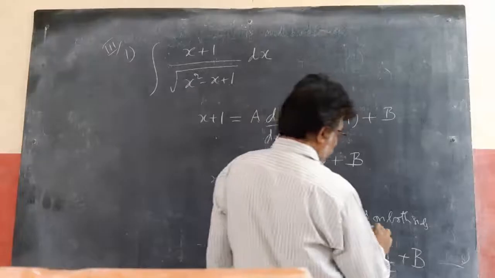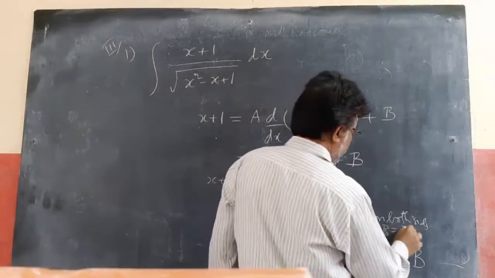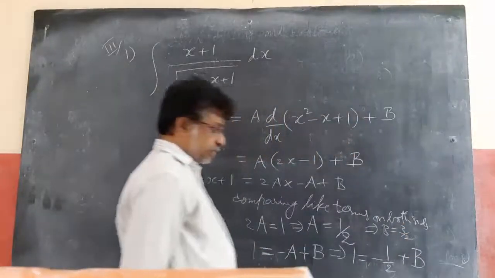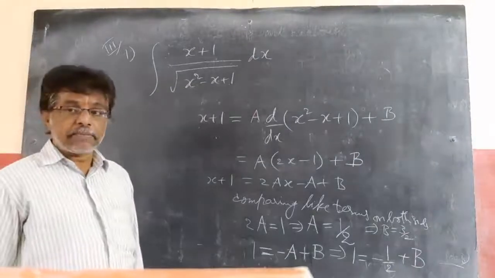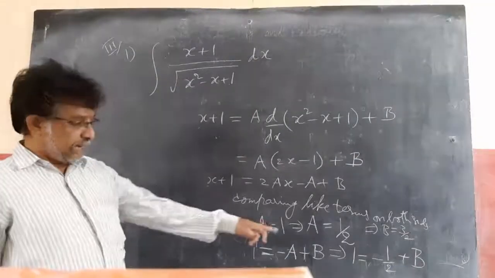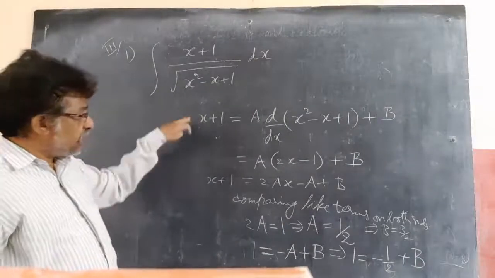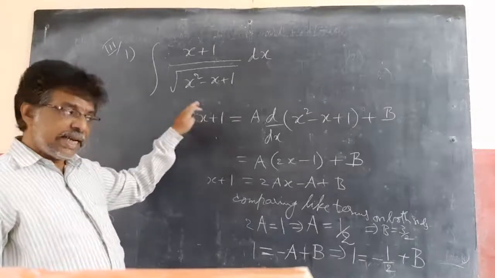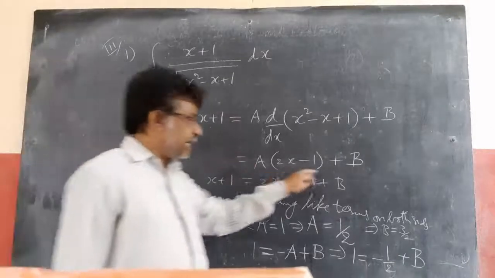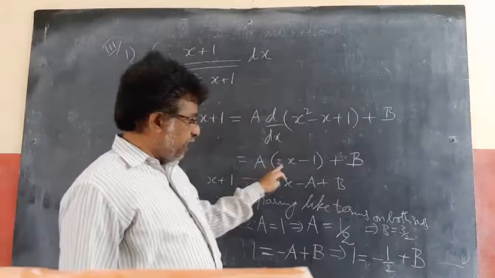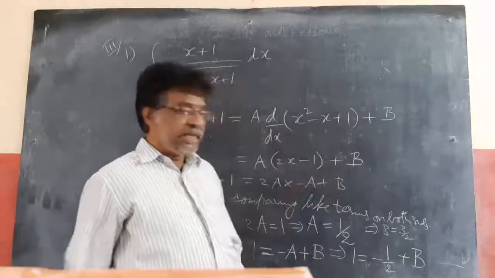b equal to 3 by 2. b equal to 1 plus 1 by 2, 3 by 2. Now we got a and b. So instead of the numerator, instead of the linear expression x plus 1, I can write this: a into, 1 by 2 into 2x minus 1, plus b, 3 by 2.